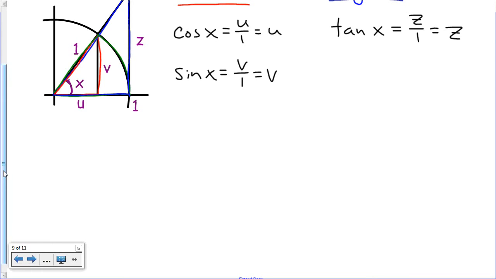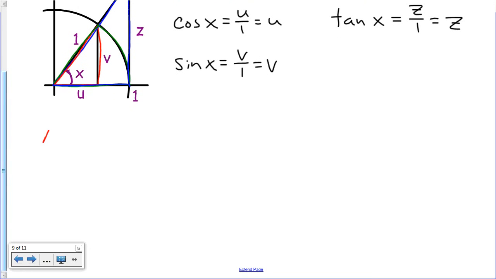So the property that I see here is I've got the area of the small triangle. That's the smallest of those three areas. That's less than or equal to the area of the sector, the green area there.